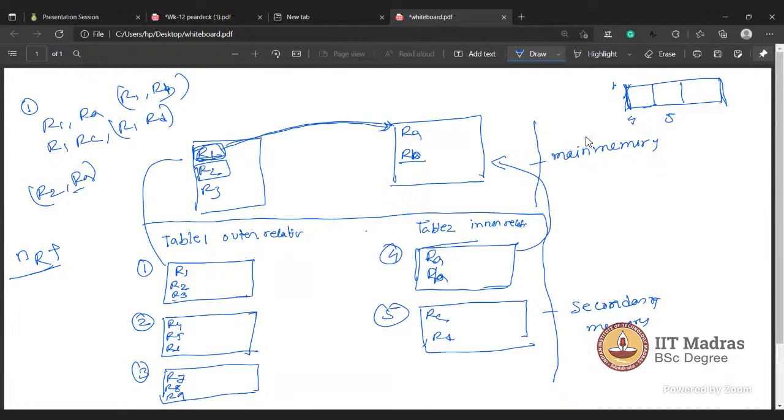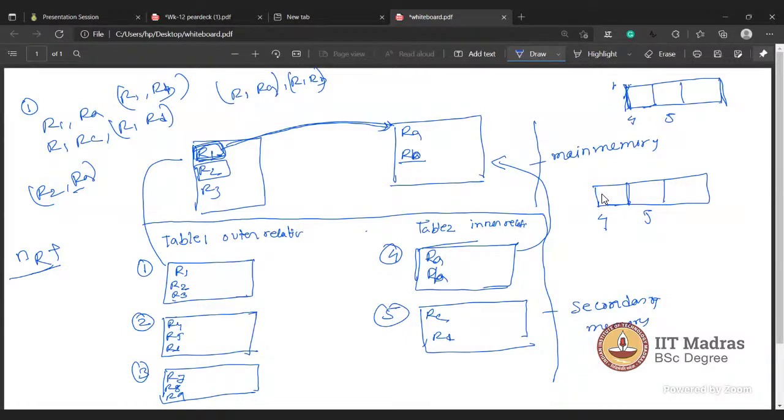Okay. See, for R1 and RB, and R1 and RB, this requires 1 seek. You got it? Yes, sir. This too is 1 seek. For table 2, suppose this is table 2, block 4 we have given, and this is block 5. You got it?